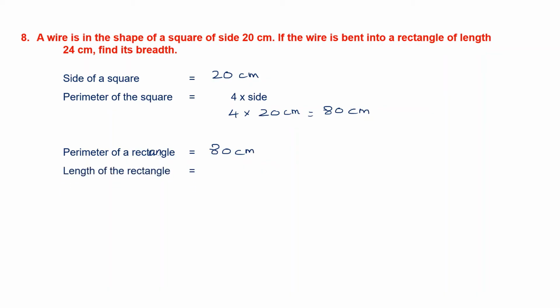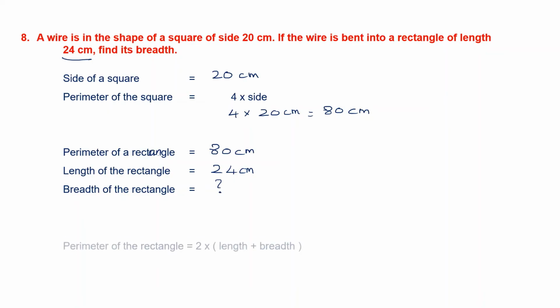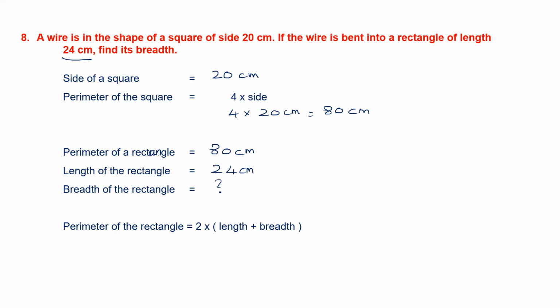Now the length of the rectangle is given to us here. It's given as 24 centimeters. So let's write down 24 centimeters. Now we need to find the breadth, isn't it? Breadth is what we need to find out. So let's use the formula of perimeter of a rectangle. The perimeter of a rectangle is 2 into (length plus breadth). Perimeter of the rectangle is already given to us, 80 centimeters, and length is 24 centimeters. Let's assume the breadth to be B.